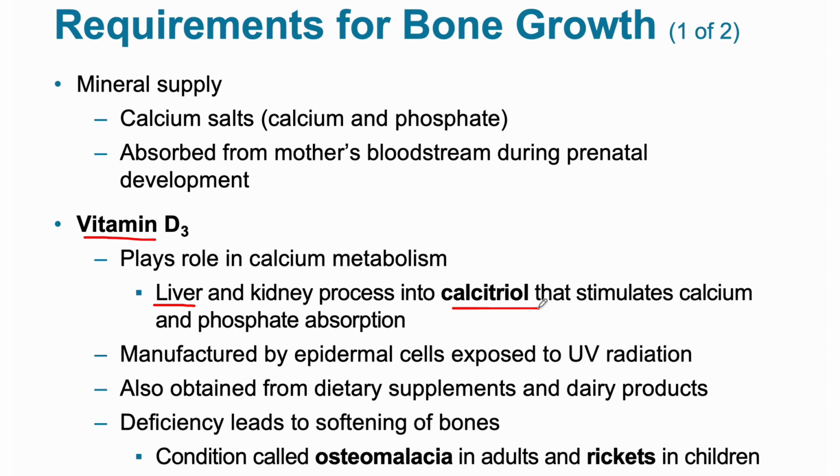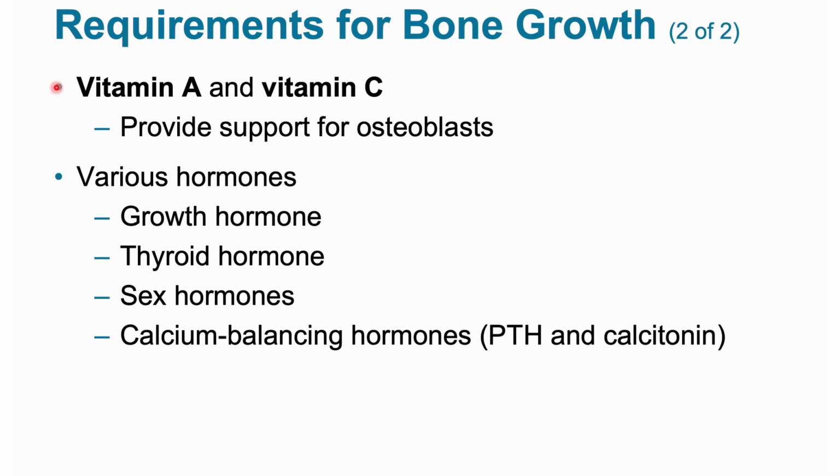Any deficiency of vitamin D3 can lead to softening of the bones as a result of poor mineralization. This disorder we saw in Module 5.3 is called osteomalacia in adults and rickets in children. In growing children, affected individuals develop a bow-legged appearance as the leg bones bend laterally under the weight of the body. Vitamin A and C are also essential for normal bone growth and maintenance. For example, a deficiency of vitamin C can cause scurvy. In this condition, a reduction of osteoblast activity leads to weak and brittle bones.